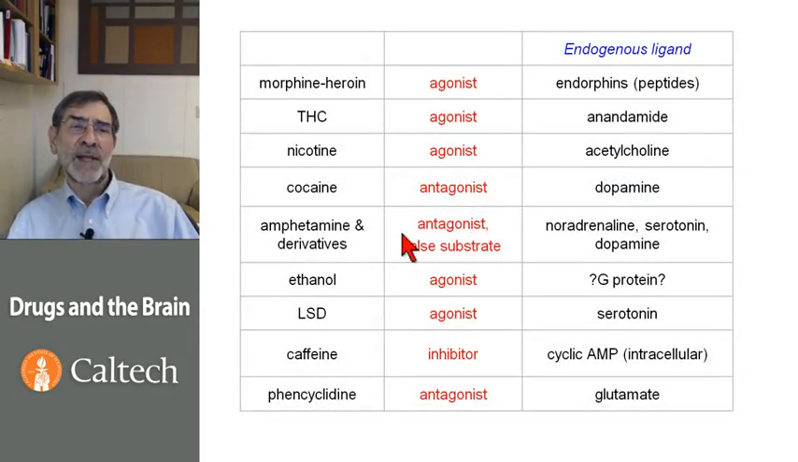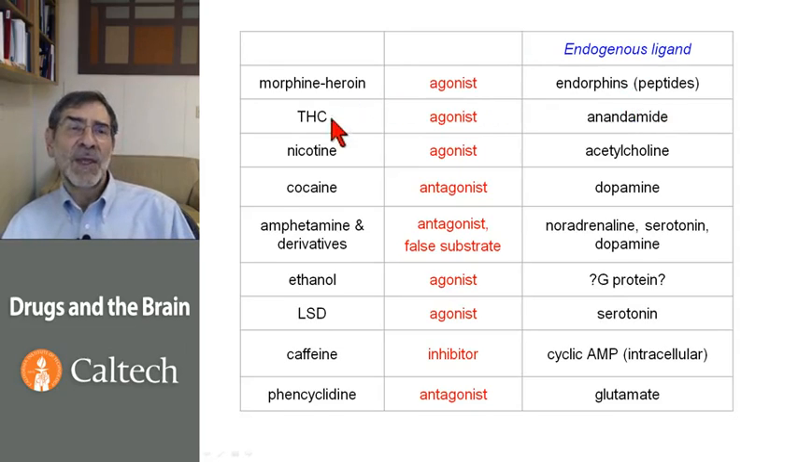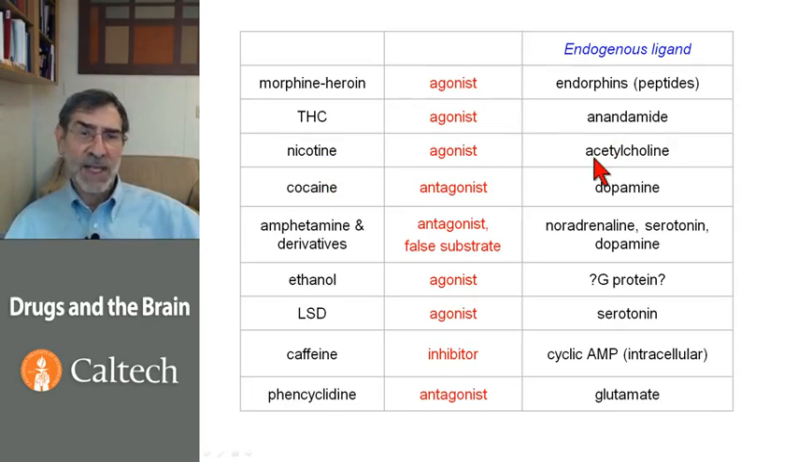We're going to talk about the pharmacological classification of each of these drugs and the endogenous ligand that they might be displacing or mimicking. For instance, morphine and heroin are agonists, and they are replacing the action of the endogenous morphines, the so-called endorphins, which are peptides. THC is an agonist. It is acting on the same pathway as anandamide. Nicotine is an agonist. It's acting, as we know, on the same pathway as acetylcholine.